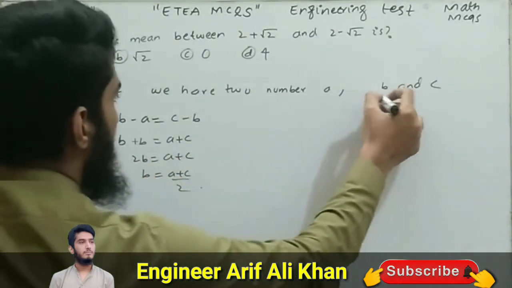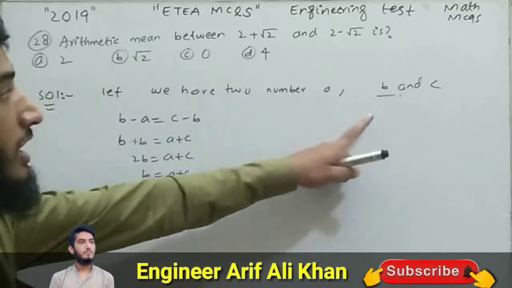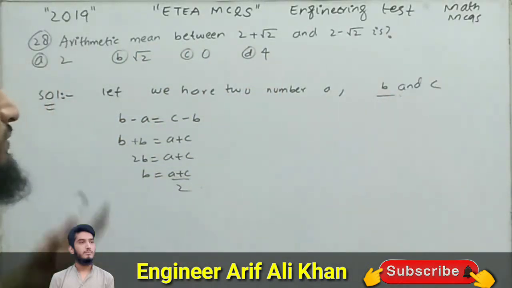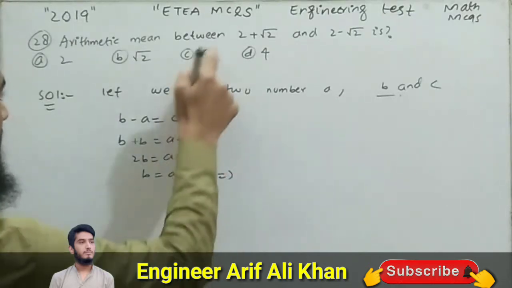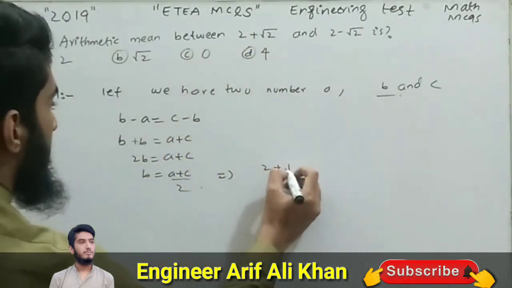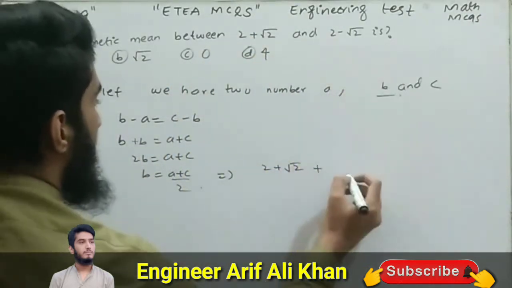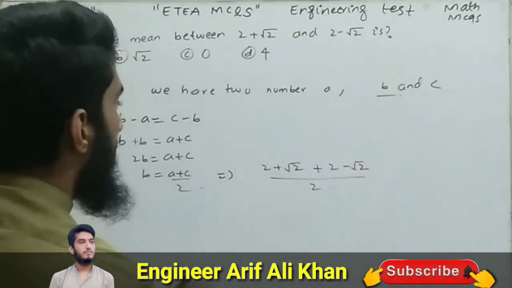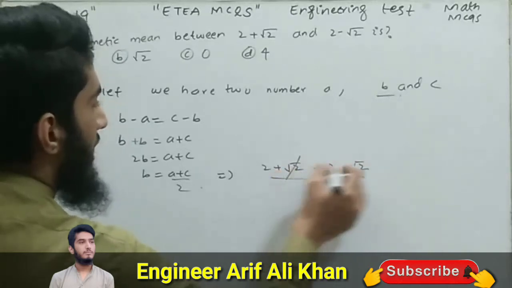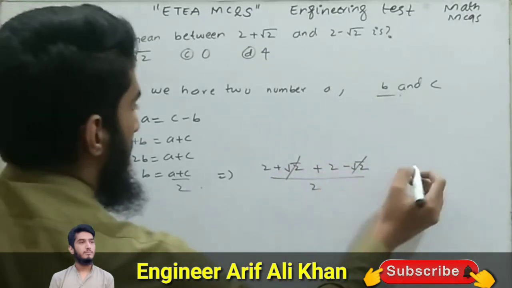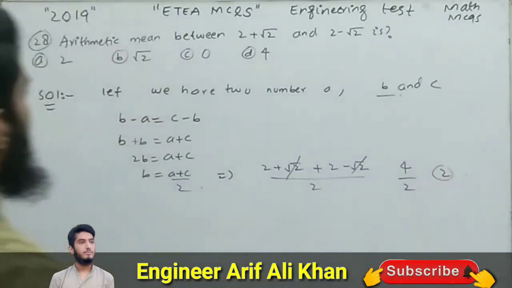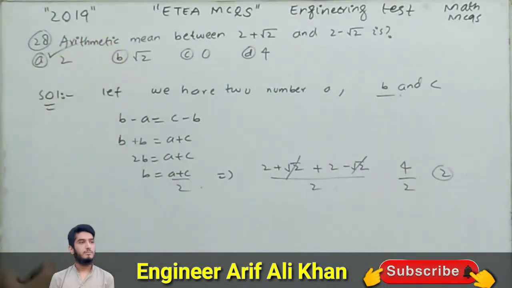So over here this B is actually the middle number. It is actually the arithmetic mean between two numbers. So adding the two numbers and dividing by 2 will give us the required arithmetic mean. So the first number is 2 plus square root of 2. Add it with 2 minus square root of 2 and just divide it by 2. So square root 2 is cancelled out with negative square root 2. 2 plus 2 gives us 4 and divide by 2. So 4 by 2 gives us 2. So the correct option for this MCQ is option number A.